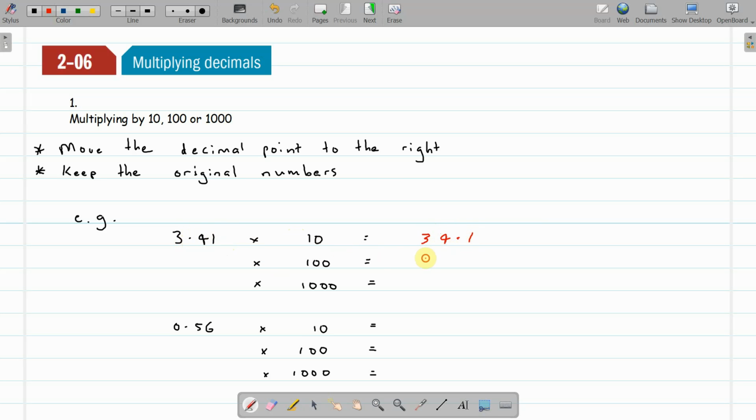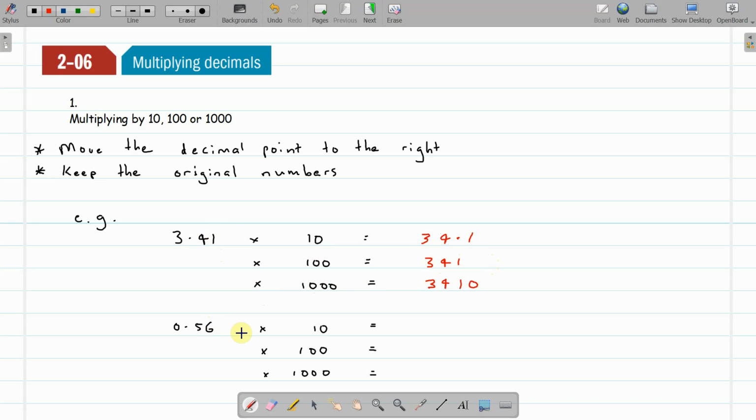Same number times 100. Keep the 3 numbers and move the decimal point 2 places to the right. 2 places for 2 zeros. 1, 2. So it goes after the 1. Now once it reaches here, we don't need it anymore. Okay, times 1,000. 341 as before. 3 places to the right for 3 zeros. 1, 2, and when we need another number to make it 3, we just add a 0.